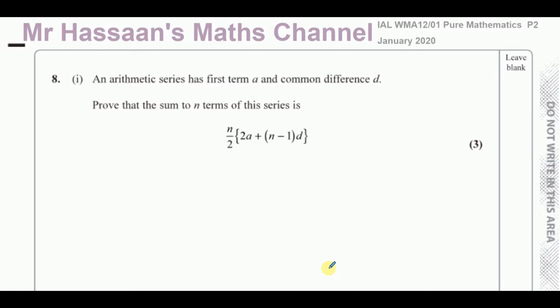In this video, I'm going to be answering question number 8 from the Pure Mathematics P2 International A-Level Edexcel January 2020 paper. And this question, part 1 of it, is about proving the formula for the sum to n terms of an arithmetic series. It states an arithmetic series has a first term a and a common difference d. Prove that the sum to n terms of this series is n over 2 times brackets 2a plus n minus 1 times d, close bracket.